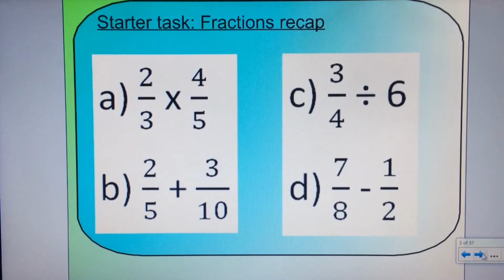Okay, so we've been looking at fractions for the last couple of weeks. We're moving on to something different today, but I wanted to give you a starter task looking at the 4 operations with fractions so that you can have a practice and make sure we're really understanding the 4 methods and making sure we don't forget them. So can you have a go at these 4 fraction questions? Pause the video and have a go.